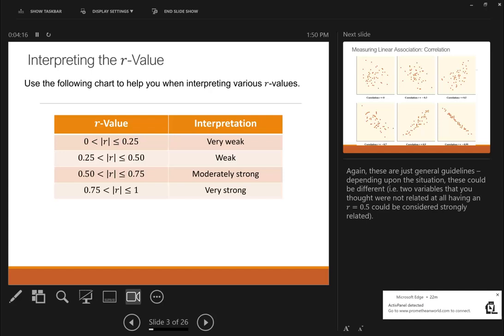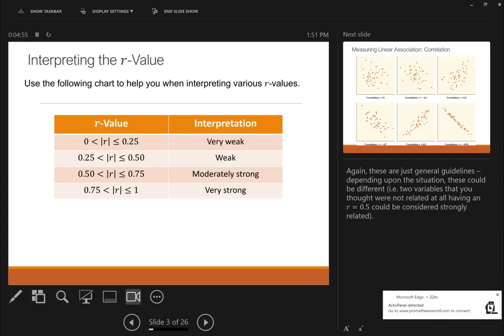All right, so when describing the strength of our linear relationship, we're going to give some ranges for r and attach words to them. So we're going to quantify that process that we were doing before. r values between 0 and 0.25 are very weak. Values between 0.25 and 0.5 are weak. Between 0.5 and 0.75, moderately strong. 0.75 to 1, very strong.